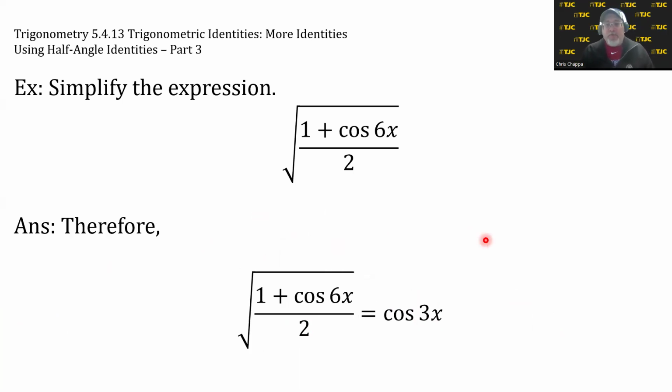The square root of (1 plus cosine 6x) over 2 is equal to cosine of 3x. And again, it is worth mentioning that technically the plus minus would need to be there because we don't know the quadrant of 3x, but on the assumption that it's not an issue, this is a perfectly viable and acceptable solution.